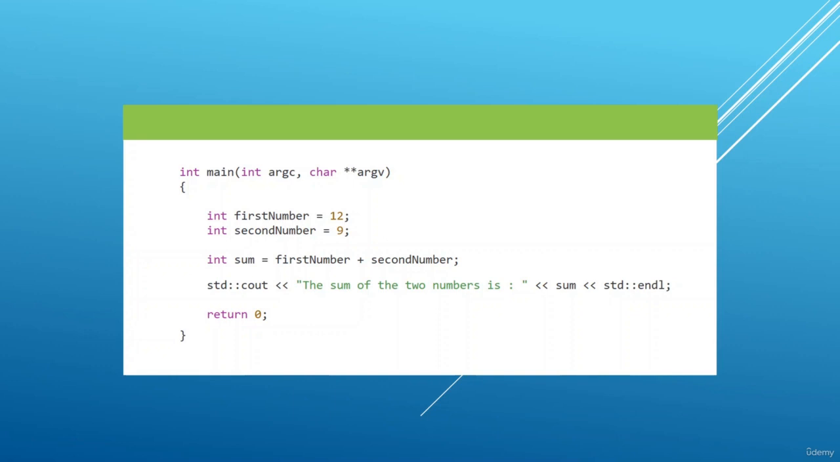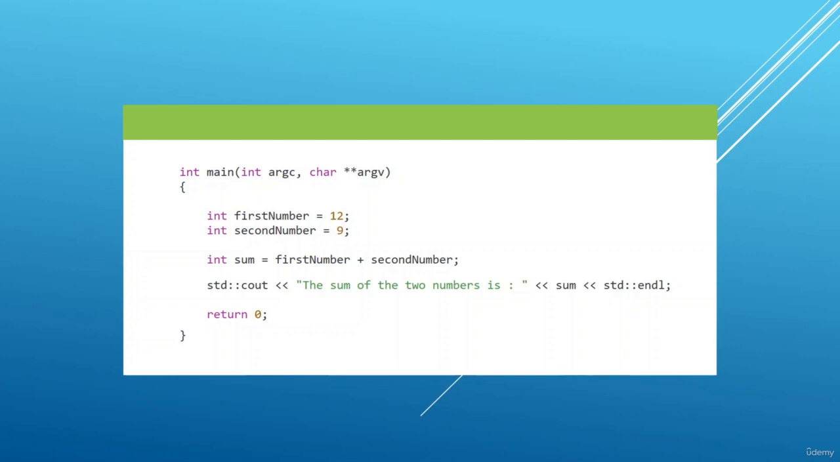We can do something with these variables that we have in our program. For example, we can add them to have another variable in our program, and we can print that. So you see here we are saying std::cout, the sum of two numbers is sum. So this is going to print 21 because it's going to add 12 and 9, and the result of that is going to be displayed on the terminal if we run this program.